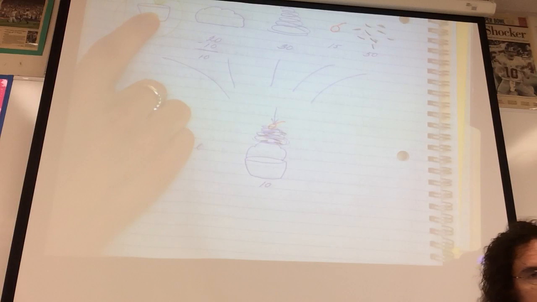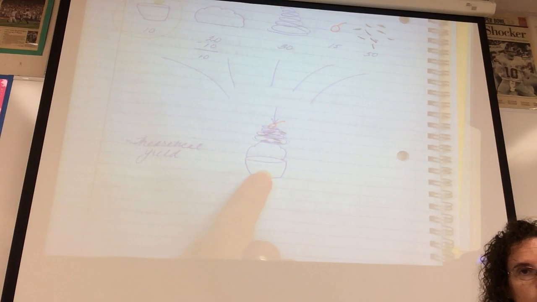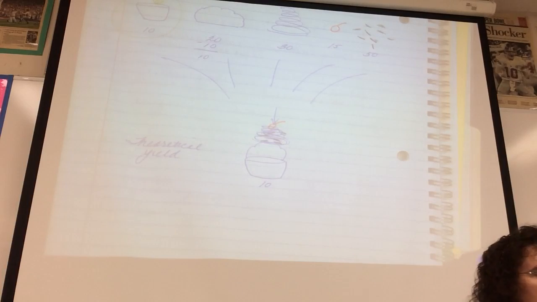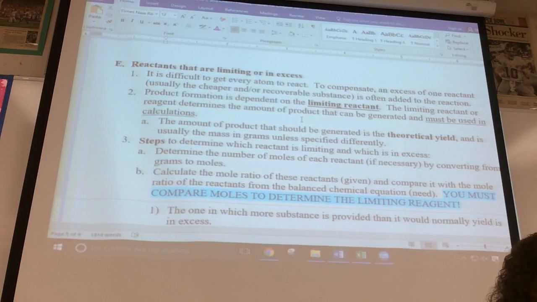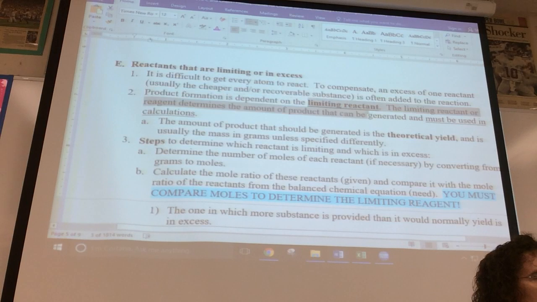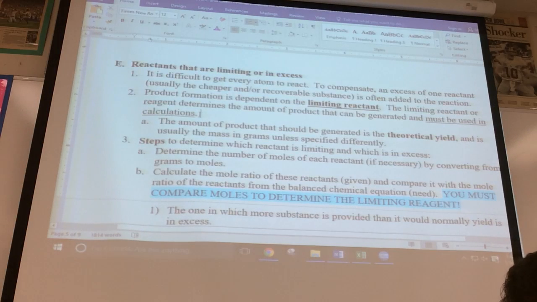So the limiting reagent is the substance that's used up completely. It determines how much product can be generated. It's used in the stoichiometric calculations. And a lot of what I said is indicated on the screen in your notes. How much product you can make depends on the limiting reactant. The limiting reactant gets used up, and it must be used in the calculations, and we'll point that out when we get there. The amount of product that should be generated is the theoretical yield, typically the mass in grams.